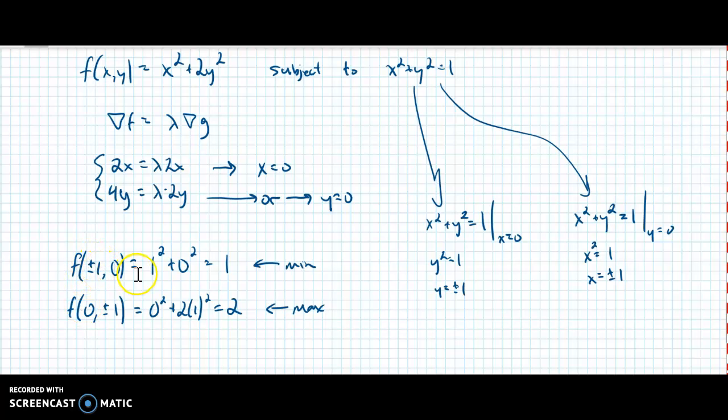So f of plus or minus 1 comma 0 gives me 1 squared plus 0, which is 1. F of 0 comma plus or minus 1 gives me 0 squared plus 2 times 1, which is 2. So that means that this is the min and this is the max. And now we need to see, does it fit? Does GeoGebra agree with us? So let's go over there and look.